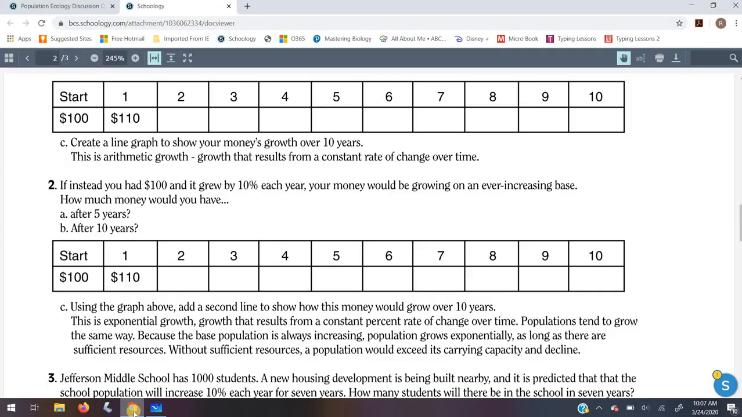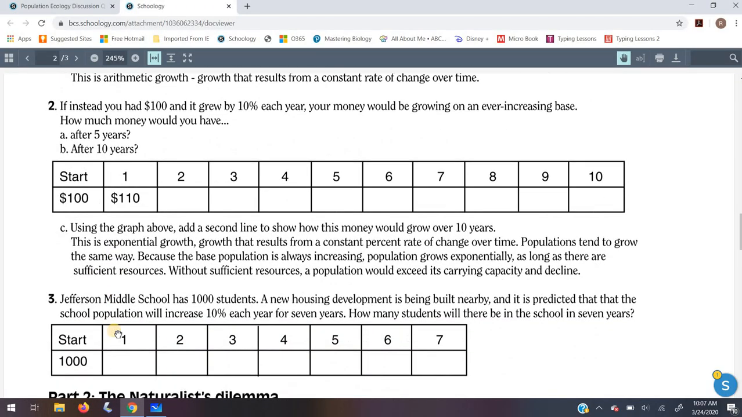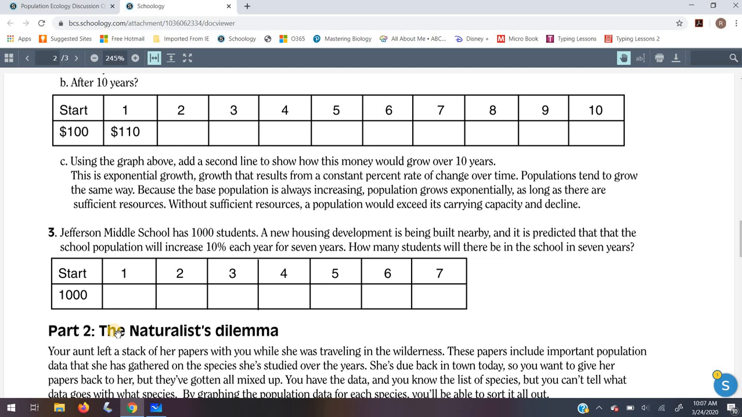All right, let's go back to our directions. This is number 3. Jefferson Middle School has 1,000 students. A new housing development is being built nearby and it is predicted that the school population will increase 10% each year for 7 years. How many students will there be in the school in 7 years? So this one wants you to fill out the chart, but you don't have any graph to turn in for that question.